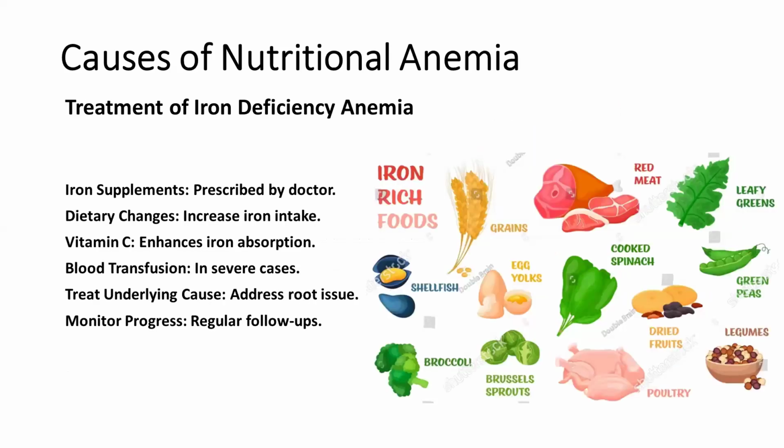Now, treatment. Treatment, of course, has supplementation, iron supplementation prescribed by the doctors in severe cases. And in dietary changes, that includes an increase in iron intake, that includes the pictures that are on the right: red meat, and even the meat from goats and sheep, if a person is not able to eat cow due to some religious reasons, and of course leafy greens and green peas, dried fruits, poultry, cooked spinach, egg yolk, Brussels sprouts and broccoli, and legumes and shellfish.